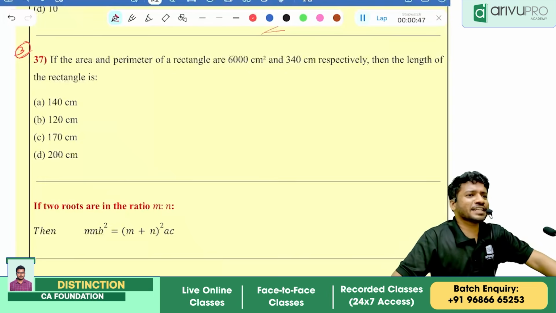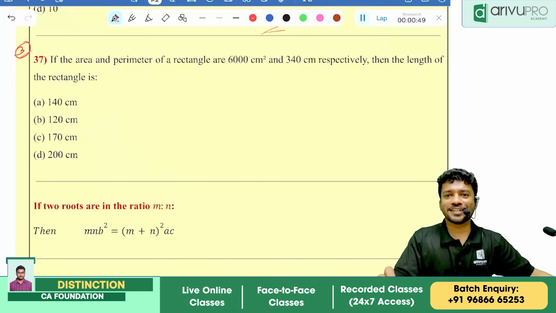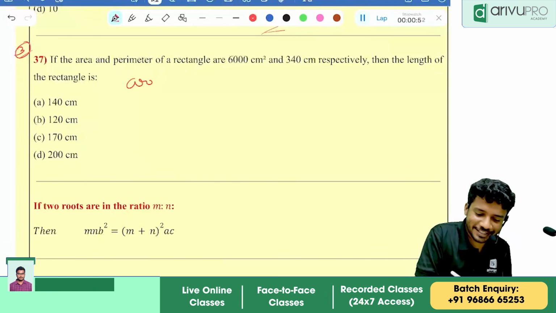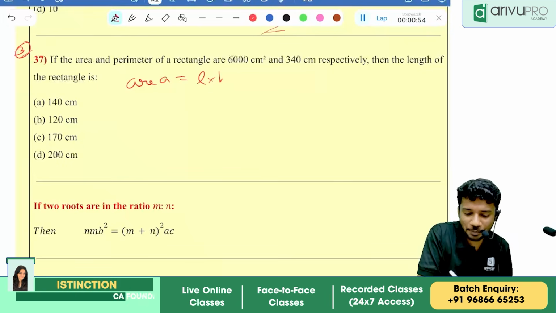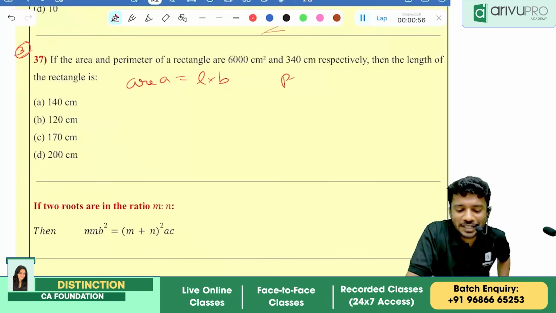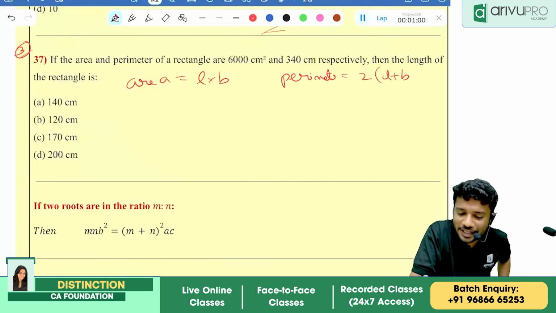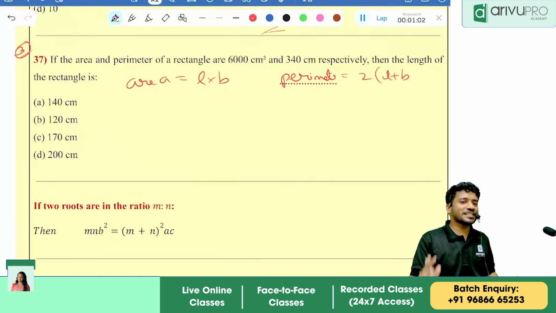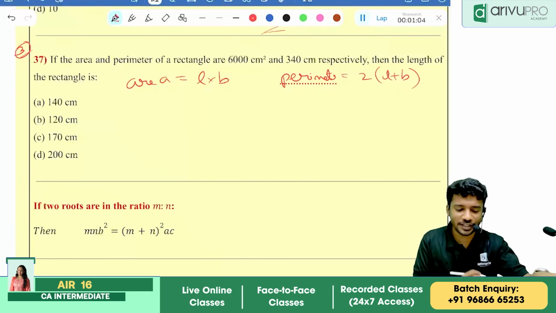What is the area of a rectangle? Length into breadth. Good. Area is equal to L into breadth. Then the perimeter formula is what? 2 into (L plus B). Good. Everyone remember this? Well and good. We can start solving the question.